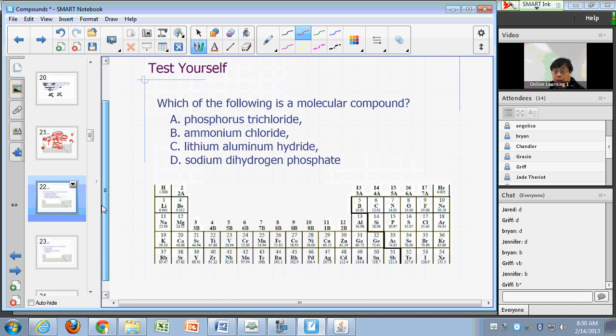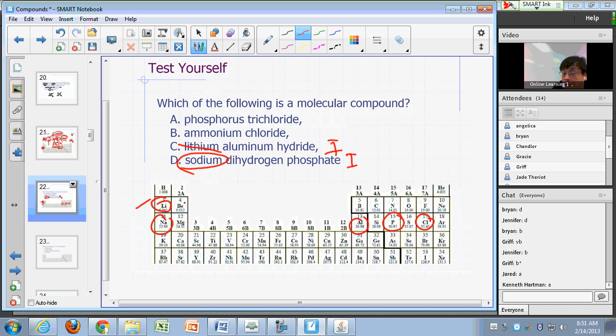All right, so we have more of this. Which one is a molecular compound? Phosphorus trichloride. There's phosphorus, chlorine, ammonium chloride, lithium is over here, aluminum's over here, sodium's over here. Which one's a molecular compound? Okay, so you see lithium, it's a metal, so that's ionic, right? You see sodium, that's a metal, so that's ionic. You see ammonium, that's ionic, so the answer is A.